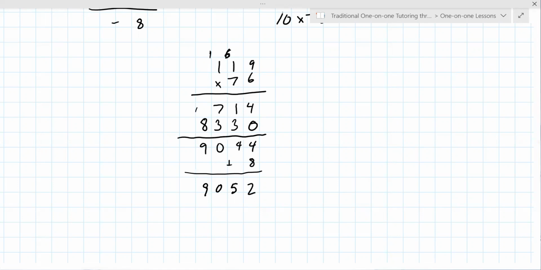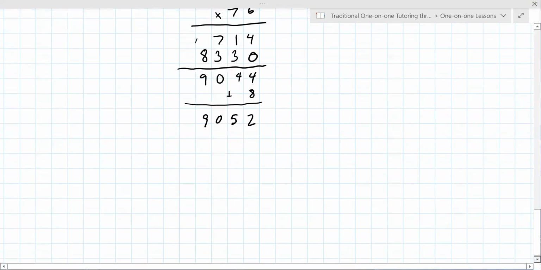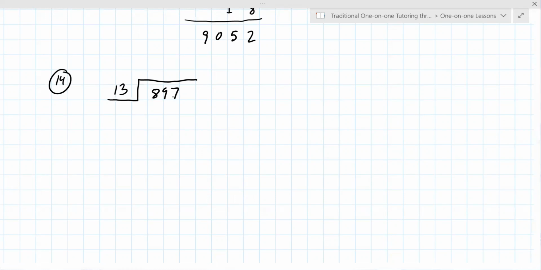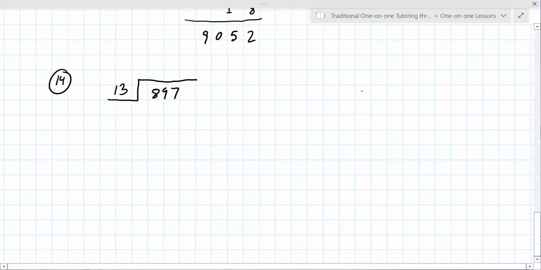All right, so let's look at some other problems here. We've got a bit of time left. I'm going to question 14. It says 897 divided by 13. Okay, so you correctly figured out that it's 5.